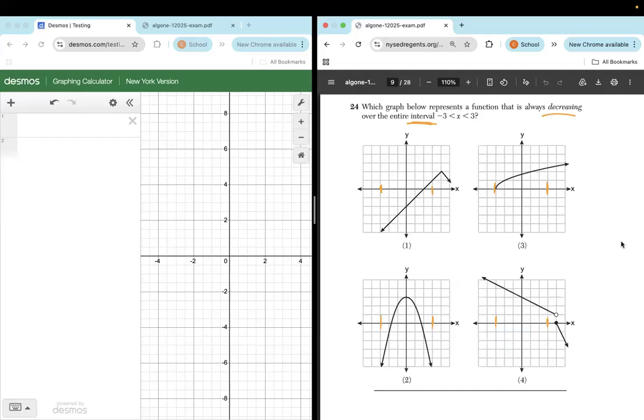So let's look at choice 1. It's increasing, not choice 1. Choice 2, it's increasing, then decreasing. Not always decreasing, not choice 2. Choice 3 is steadily increasing, so it's not choice 3. Choice 4, it is decreasing over that entire interval, so it's going to be choice 4.